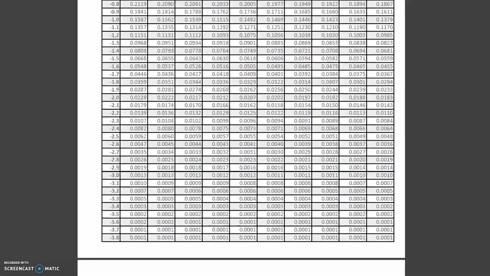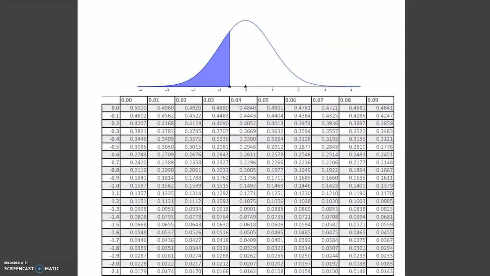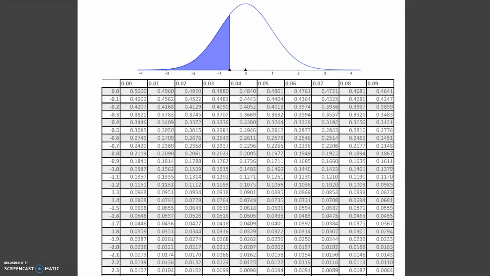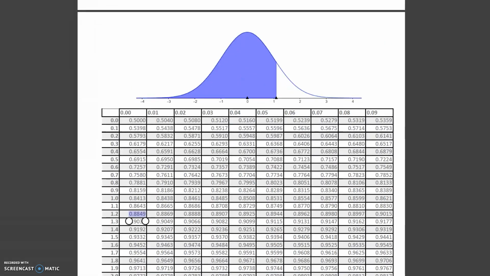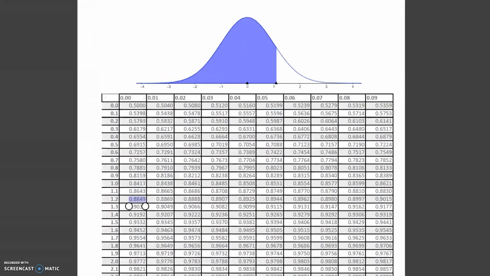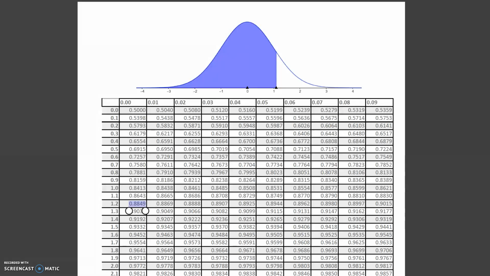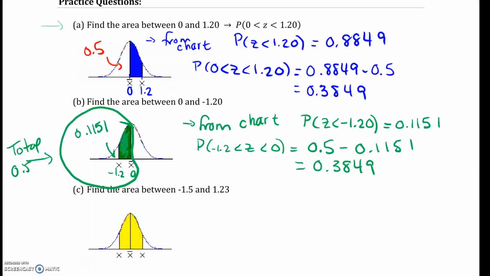So as we get closer and closer to a value of 0, the probabilities become closer and closer to 0.5. For any of our positive values, they start at 0.5 and increase from there. As they get larger and larger, they get closer and closer to 1. Okay. So let's do another example.